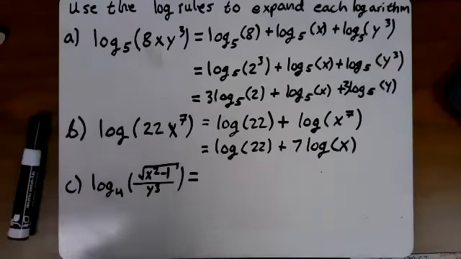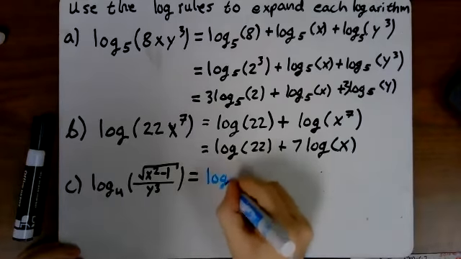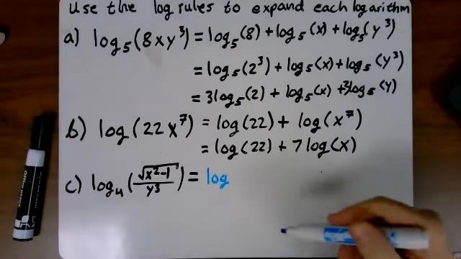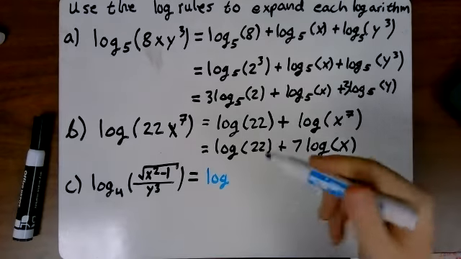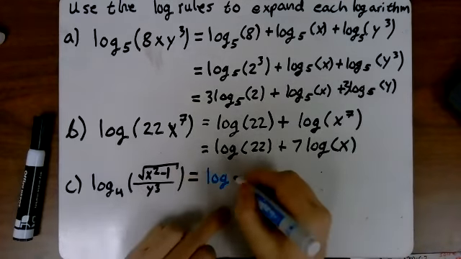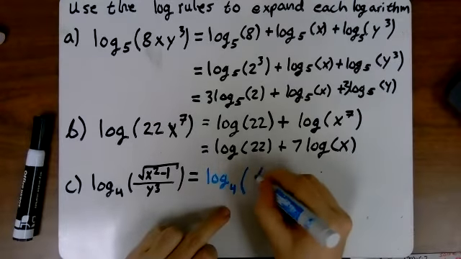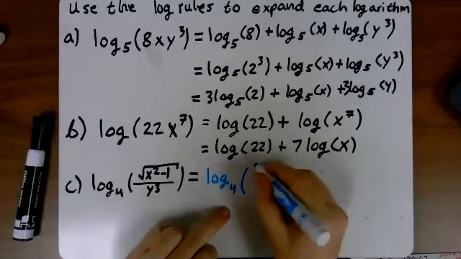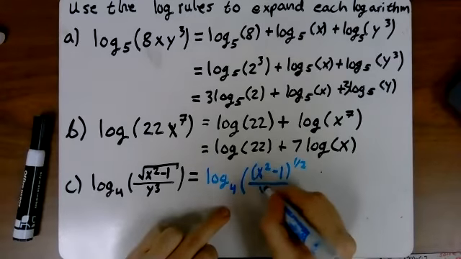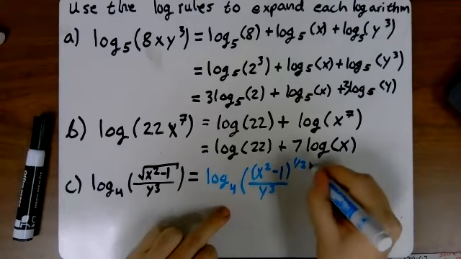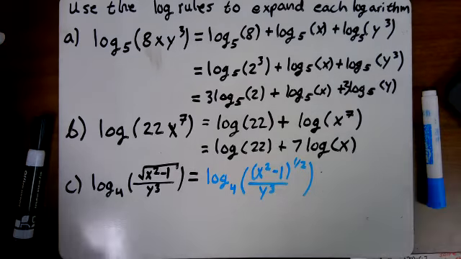Now you can go ahead and try this for yourself, but I will help you with the first step. Remember that square roots are powers. You can rewrite the nth root of whatever as that thing to the 1 over n power. So we can rewrite this root as x squared minus 1 to the 1 half power. So take it from there. Go ahead and expand this sucker.